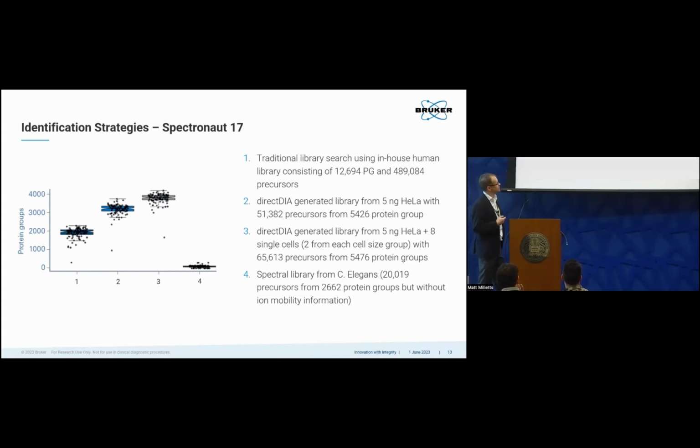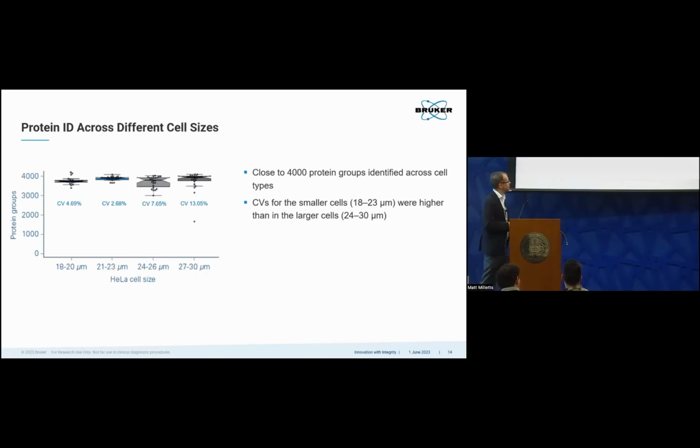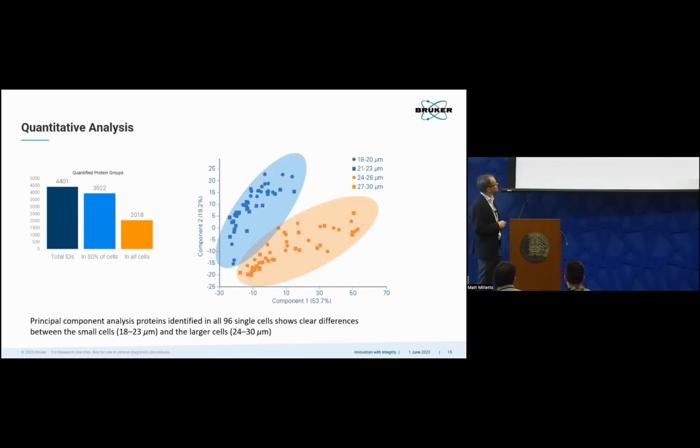So the data is much more believable, I guess, in that respect. Finally, looking at the data across the different cell sizes, you can see we're very reproducibly identifying close to 4,000 protein groups with pretty good CVs. Across the whole 96-well plate of samples, we're able to identify about 4,400 protein groups, about 3,900 from 50% of the cells, and about 2,000 across all the cell systems.